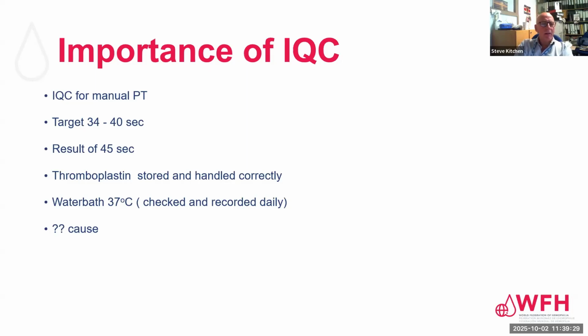We used a QC material where the target for the particular reagent was 34 to 40 seconds. The result we obtained on this occasion, 45, clearly outside the target. My colleague checked the records: the thromboplastin reagent was stored correctly, handled correctly, reconstituted correctly. We looked at the water bath temperature. The records confirmed it was 37 at the daily check in the morning. This is recorded, and that it was continuing to read 37. So a little bit puzzled. What could be the cause? Next slide, please.